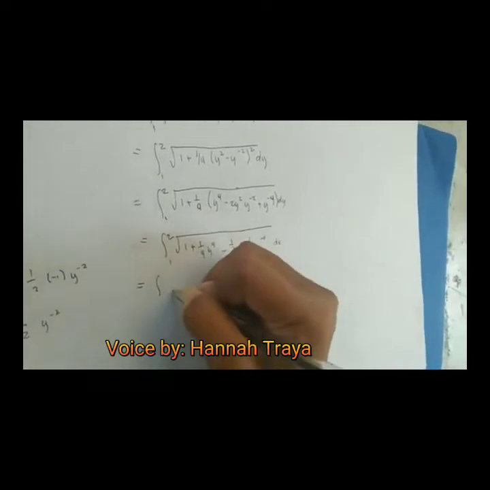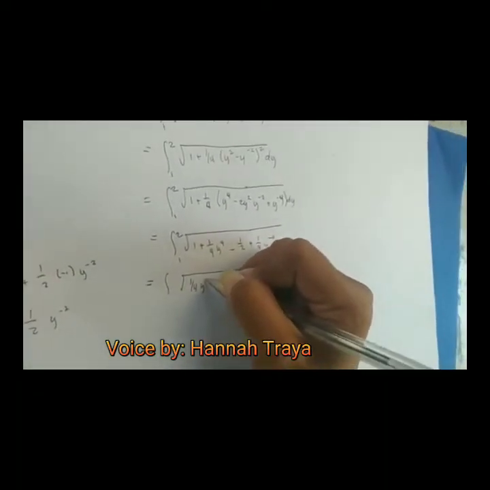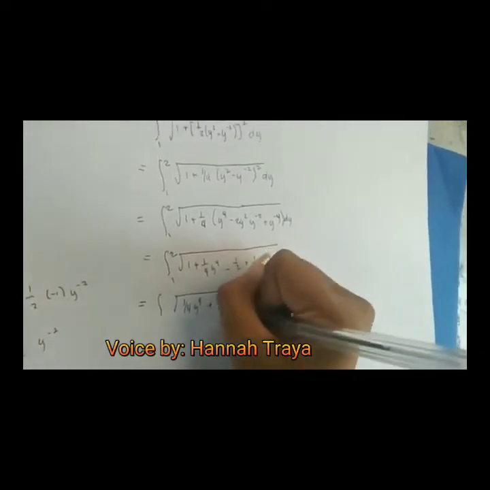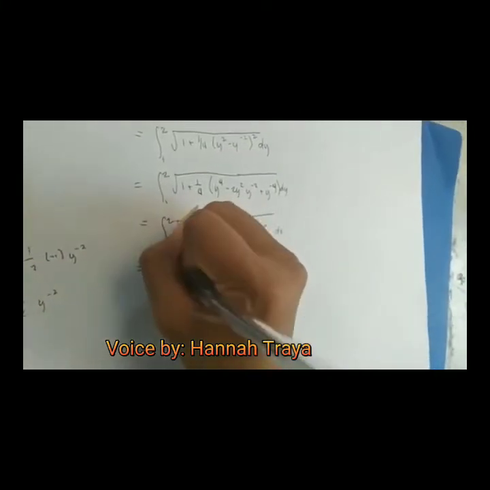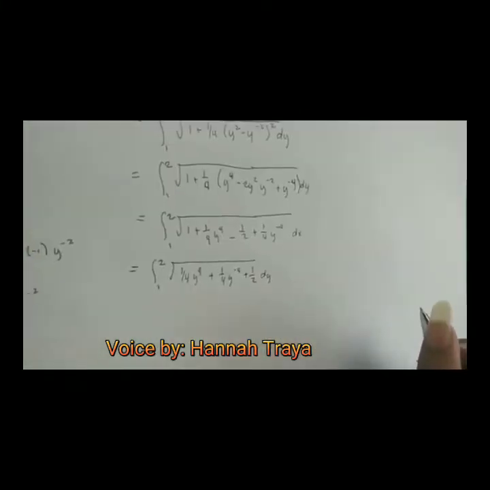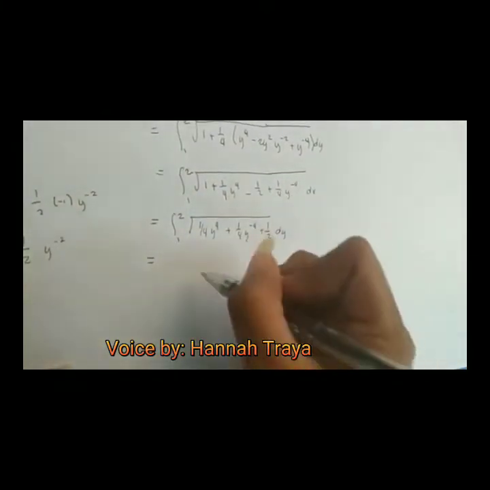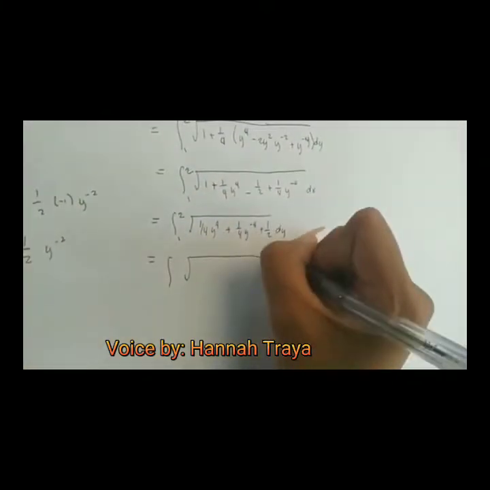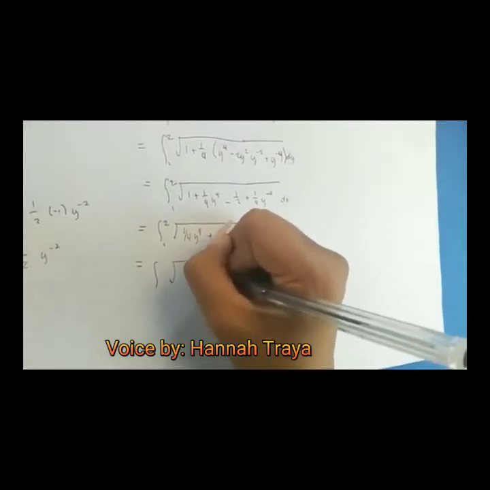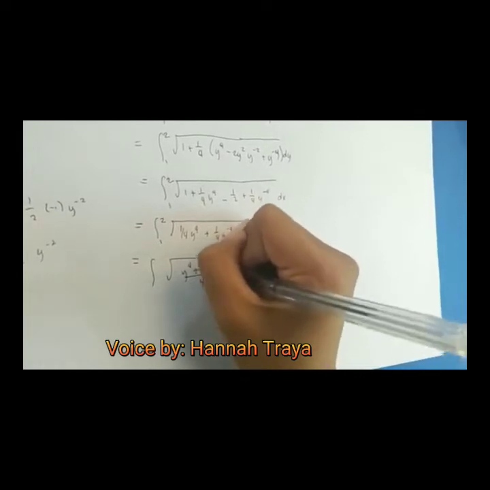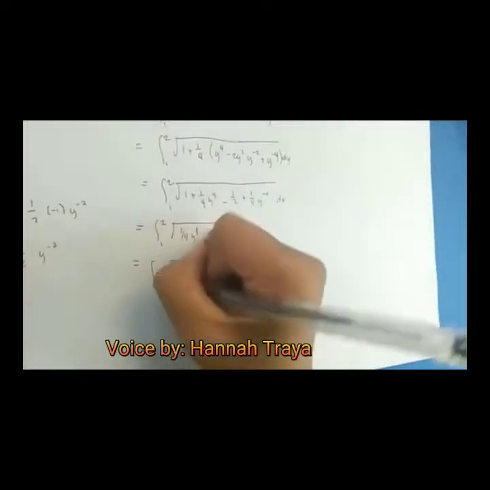So here, the integral of 1/4 y raised to the power of 4 plus 1/4 y raised to the power of negative 4 plus 1/2 dy from 1 to 2. So, we make it a single fraction. Our denominator is 4. So, the integral of, for the denominator 4, y raised to the power of 4 plus y raised to the power of negative 4 plus 2, dy from 1 to 2.